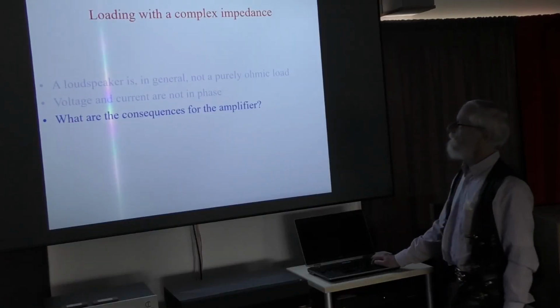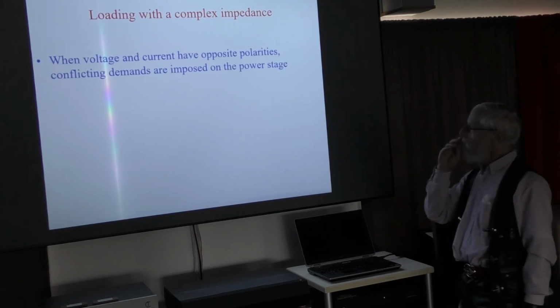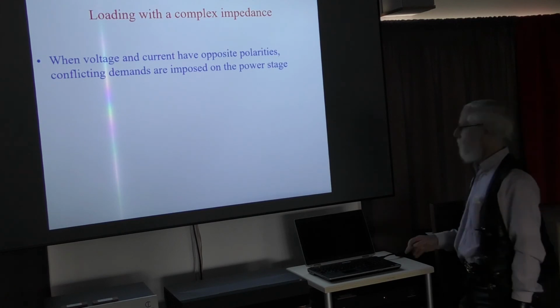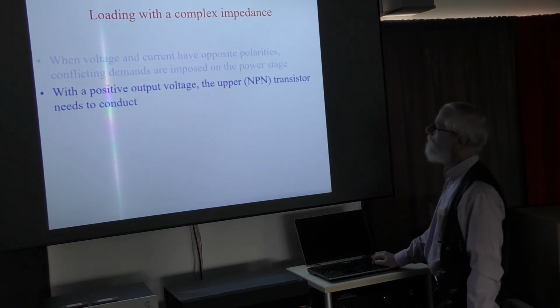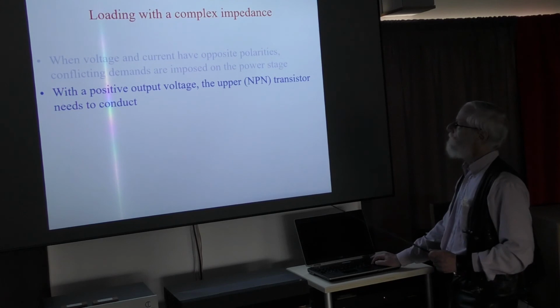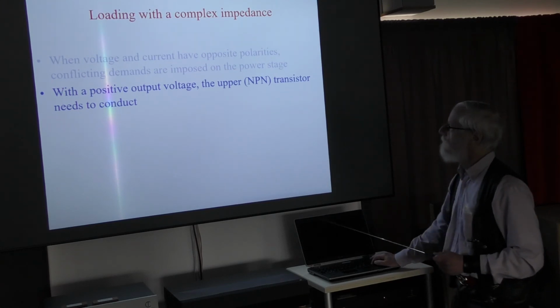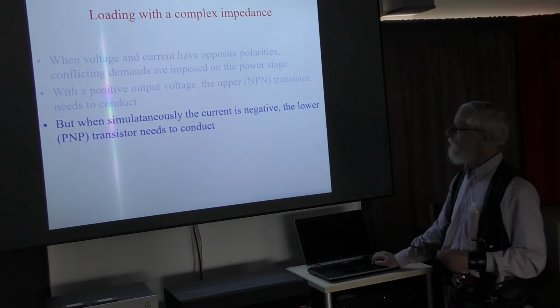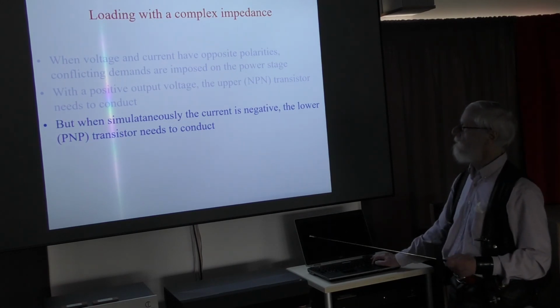And what are the consequences for the amplifier? Well, when they have opposite polarities, conflicting demands are imposed on the amplifier, especially on the power stage. For the positive output voltage, the upper NPN transistor needs to conduct, but when simultaneously the current is negative, the lower PNP transistor needs to conduct.